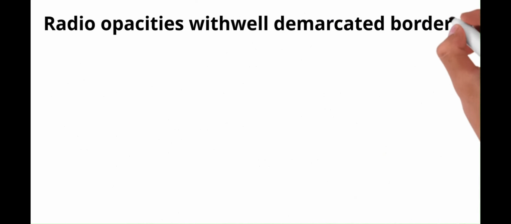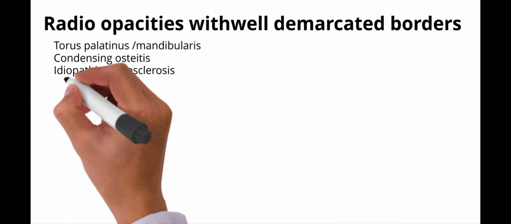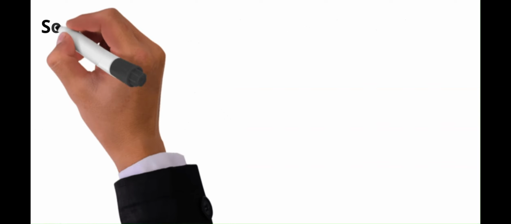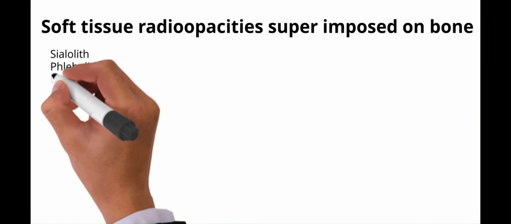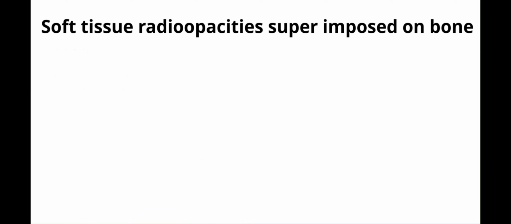So moving on to radiopacities with well-demarcated borders, these include torus palatinus, torus mandibularis, condensing osteitis, idiopathic osteosclerosis, compound odontome, complex odontome, osteoma and enamel pearls. Soft tissue radiopacities superimposed on bone include sialolith, phlebolith, bullet fragments, amalgam tattoos, calcified nodes.